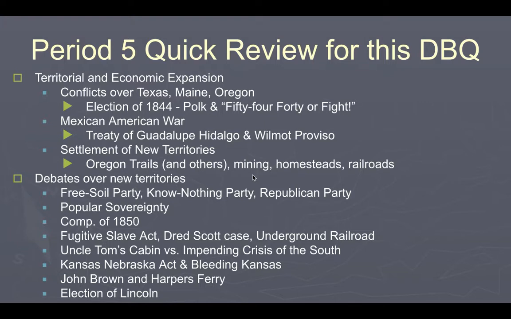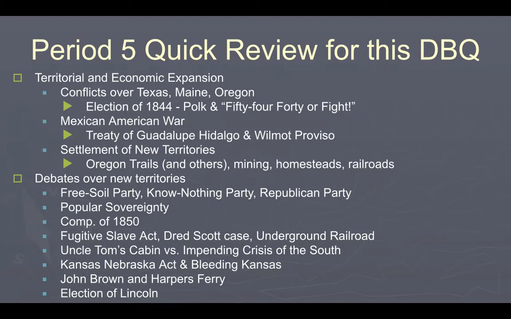And then we have all of these trails that are relatively regulated at that time, everything from the Oregon Trail to the Santa Fe Trail to the California Trail to the Mormon Trail. All of these trails were used to help expand our country westward. This is, of course, also the era of manifest destiny.